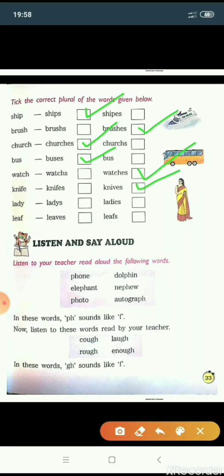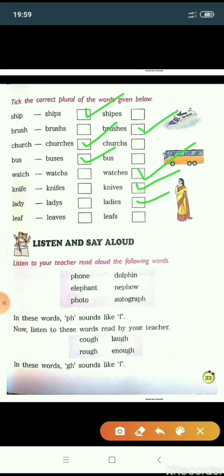Next word, lady. Here the last letter is Y. And as per the rule, if the letter just before Y is not a vowel, that is, it is a consonant, then we have to remove Y and add IES. So the answer is ladies.